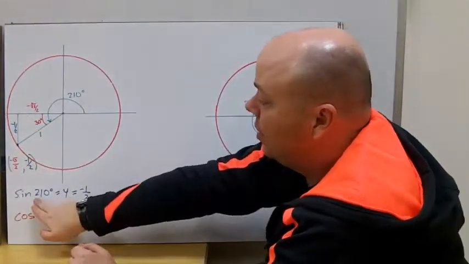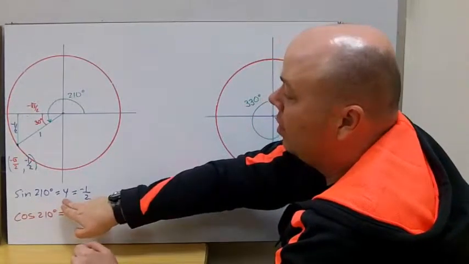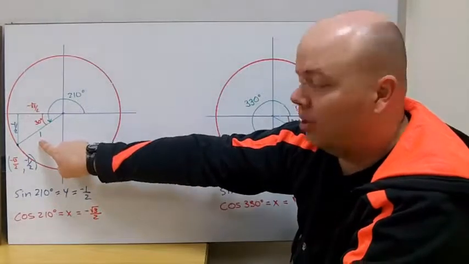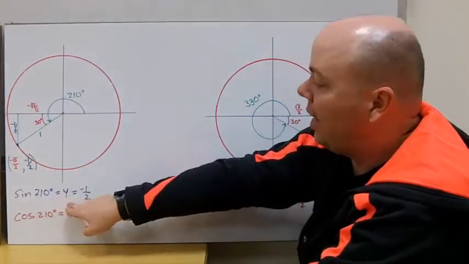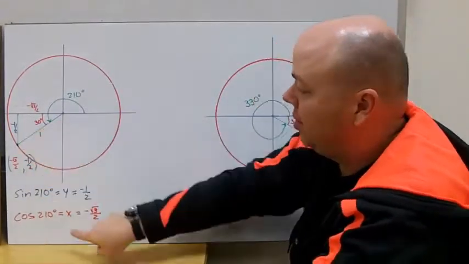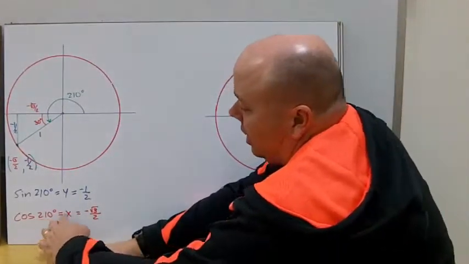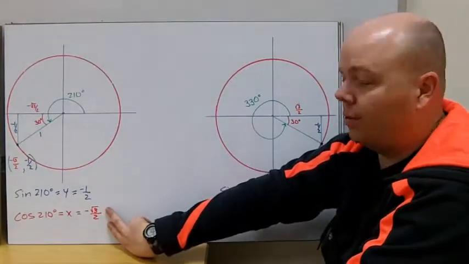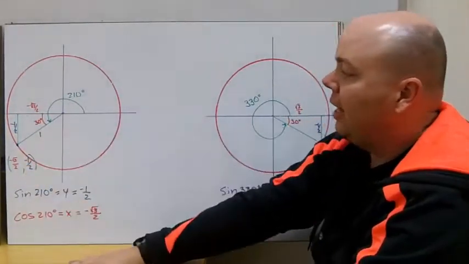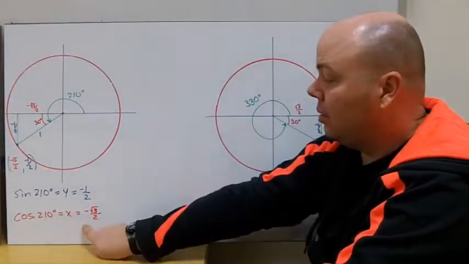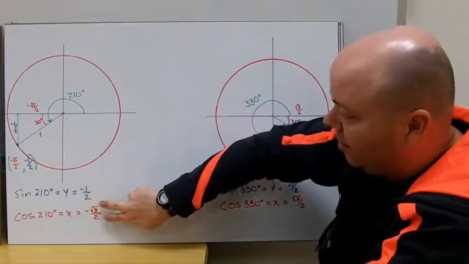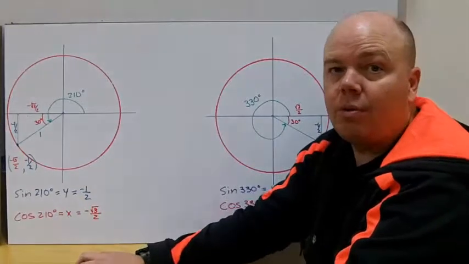So the sine of 210 degrees is the y-coordinate. It's y over 1, but in our case, we have a unit circle. So it's y, which is negative 1/2. Cosine is equal to the x-coordinate, which is equal to negative square root of 3 over 2. Okay? And then the tangent will be equal to this divided by this, which will be square root of 3 over 3.